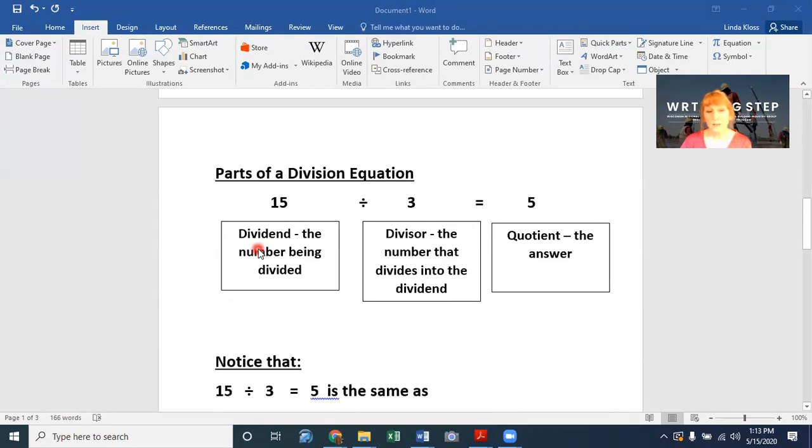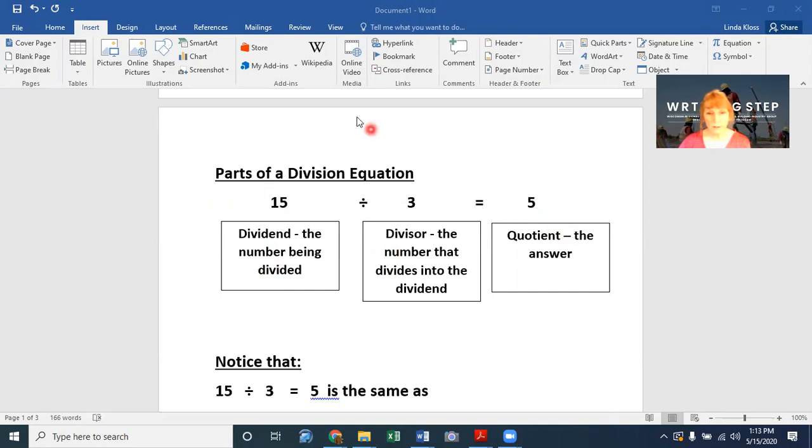So notice that the parts of a division equation have names. So 15 divided by 3 equals 5. 15 is called the dividend. That is the number that is being divided. 3 is called the divisor, and that is the number that divides into the dividend. And finally, 5 is the quotient, or the answer to the problem.